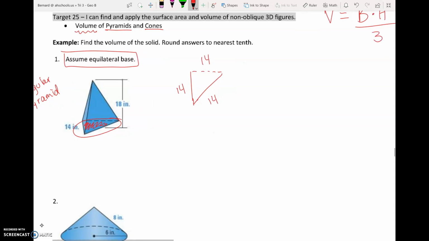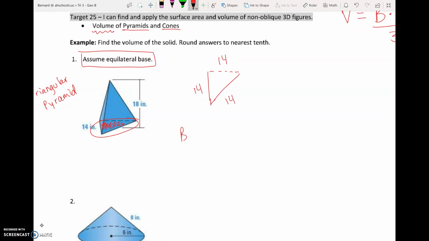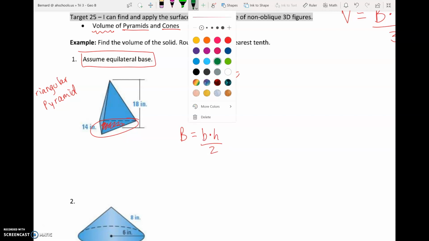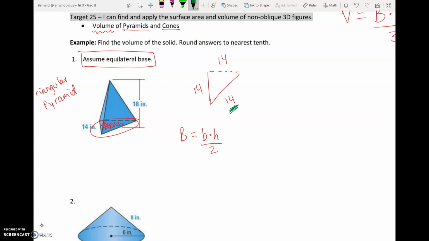Here's why. Remember, big B is the area of the base. And so big B changes depending on what shape the base is. For this one, it's a triangle. So area of a triangle is going to be base times height divided by 2. Now, let's say we do have a base, right? Let's call it 14. What we don't have is a height.